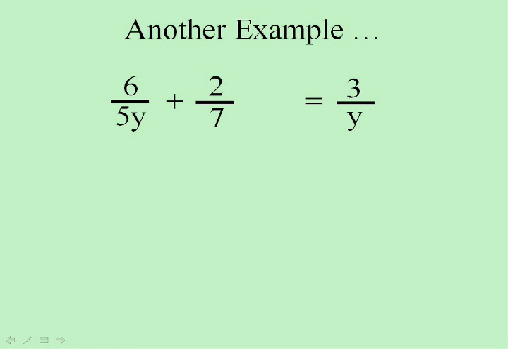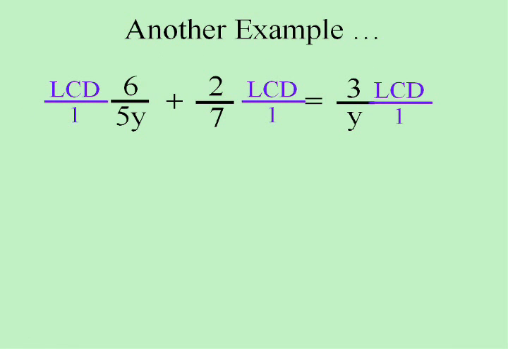This one will work the same way. Don't get nervous. Call on your least common denominator. Now only look at the bottoms and see if you can figure out what the least common denominator is. 5y, 7, and y. We'll need a 35y to get rid of all of those. Let's try it. That's going to cancel, and I'm going to get a 7.